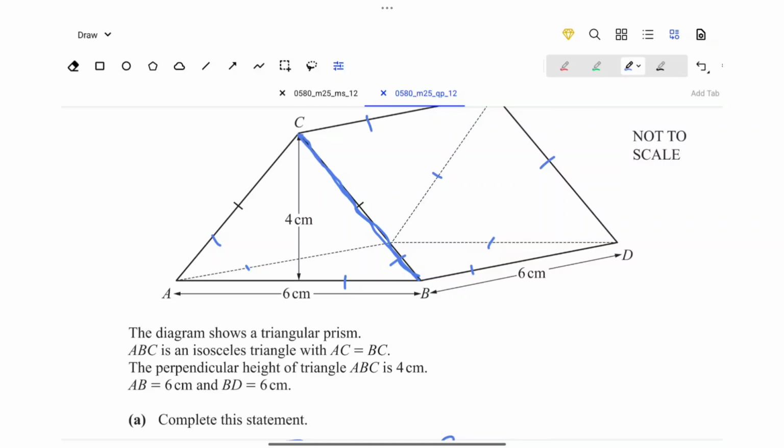We know that this one is 4, so it is perpendicular, meaning 90 degrees, so it makes a right angle triangle. And because it is an isosceles triangle, the height, which is 4 centimeters, splits the triangle into 2 equal parts. So this is 3, this is 3.